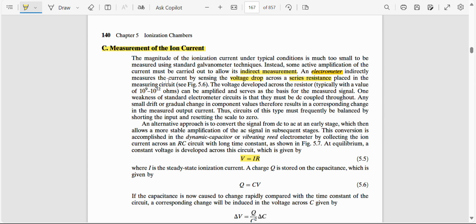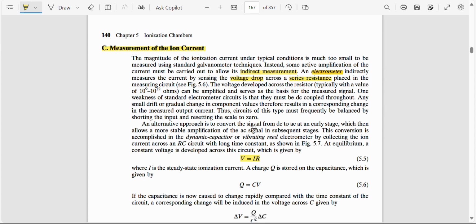Placed in the measurement circuit, the voltage developed across the resistor, typically with a value of 10 to the power 9 to 10 to the power 12 ohms, can be amplified to serve as the basis of the measured signal. One weakness of standard electrometer circuits is that they must be DC coupled throughout. Any small drift or gradual change in component values therefore results in a corresponding change in the measured output current. Circuits of this type must frequently be balanced by shorting the input and resetting the scale to zero.